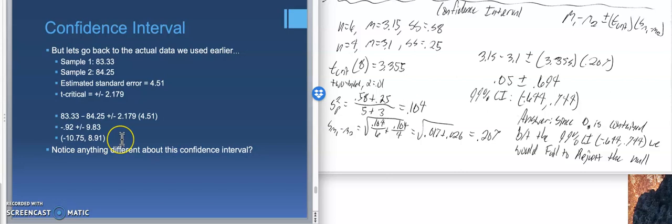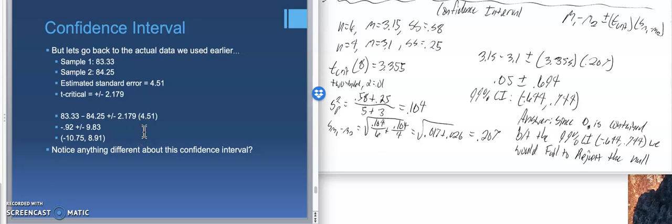Anything different? Yeah, of course. 0 is contained between these two values. We failed to reject when we did it as a t-test. We failed to reject here because 0 is contained. Okay, so this confidence interval is just a different way to approach these t-tests.